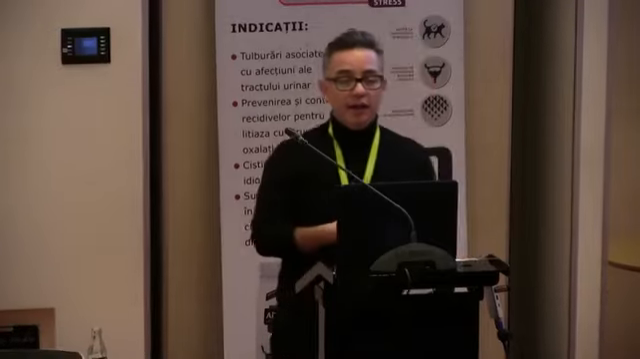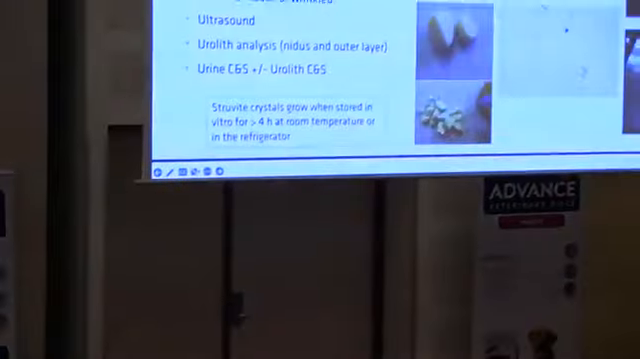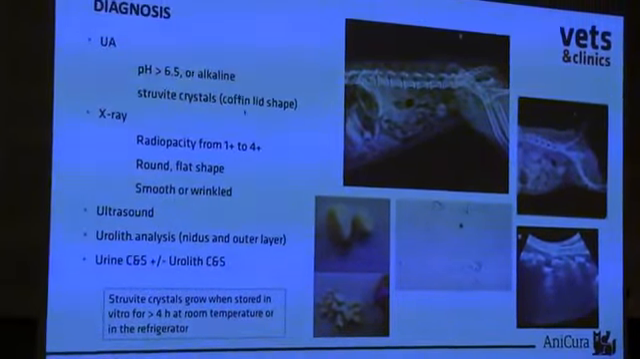In the urinalysis, we can find a pH over 6.5, even over 7. And in X-ray, the radiopacity can be different, depending on the type of the urolyte and the patient. But it's typical to find a round, flat shape, like this one. If you see this female dog presented only this one struvite stone, or could be multiple stones like this one, this bitch I remember called Lola. And what is more important, struvite crystals have this coffin lid shape.